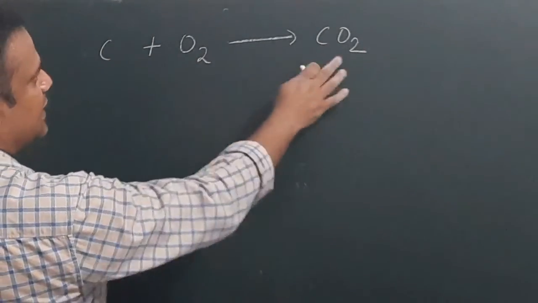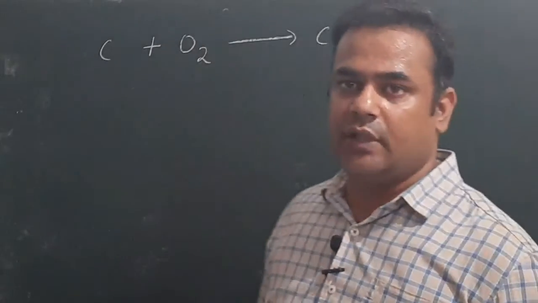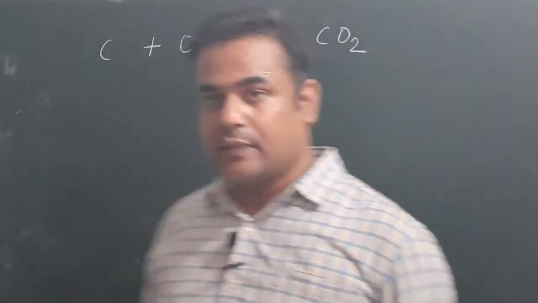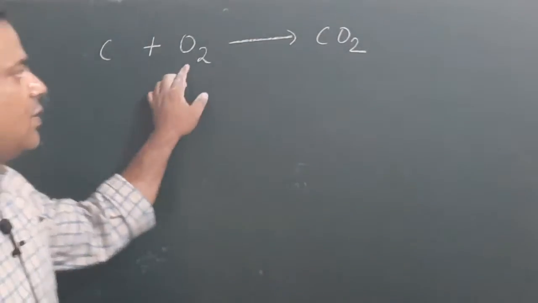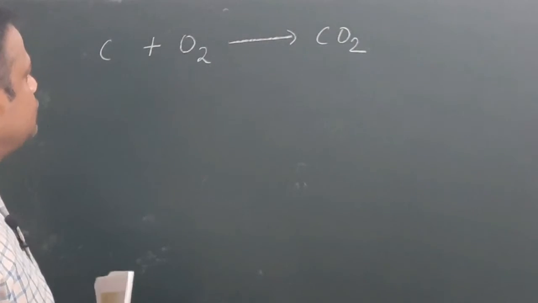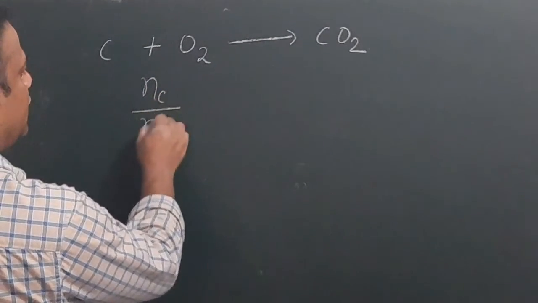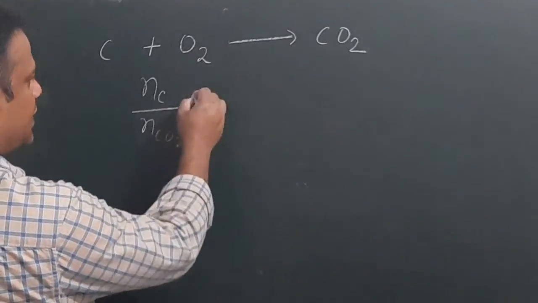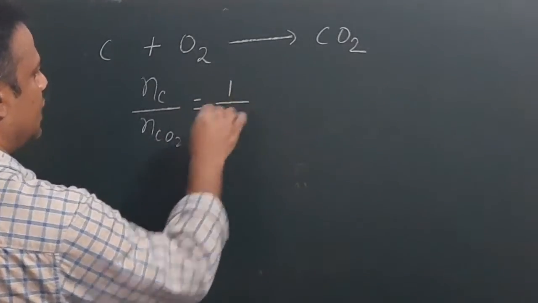First we'll write balanced chemical equation. Whenever we have to solve such question, first we'll write balanced chemical equation, and the balanced chemical equation is carbon on reaction with oxygen is producing carbon dioxide. So if we take the molar ratio of carbon and CO2 in balanced chemical equation, it is 1:1.